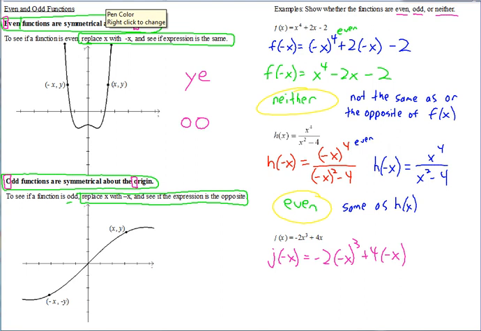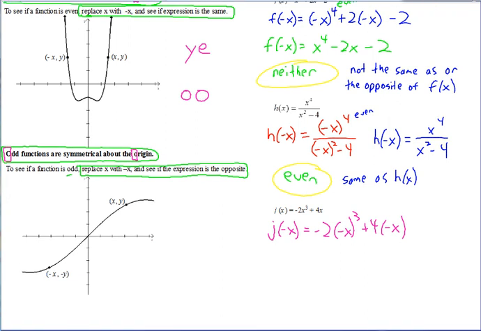So that gives us, to simplify, well, negative 1 cubed, this is an odd exponent. So that's going to be a negative 1, but times the negative 2 out in the front makes it a positive 2x cubed. And then 4 times negative x is negative 4x. So you can see, well, it's not the same as the original one. But look, negative 2x cubed became 2x cubed, positive 4x became negative 4x. So this one's the opposite of the original one.